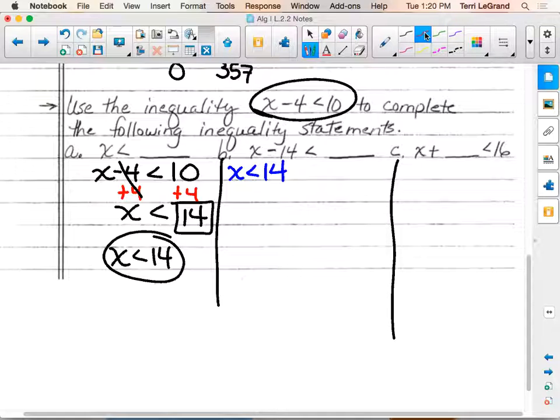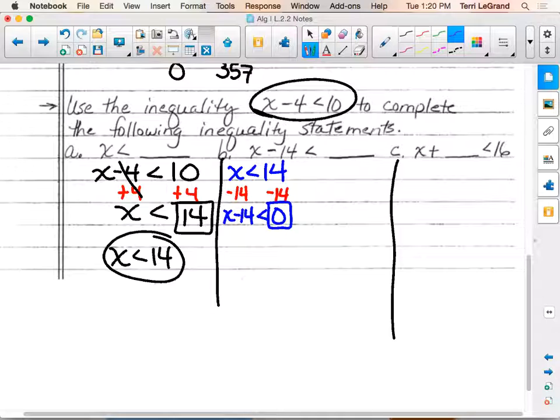Because we need to subtract 14 from x, and x is by itself, if we subtract 14 from both sides, we will have x take away 14 over here, and is less than, what's 14 take away 14? 0. So it appears that the fill-in-the-blank answer is 0.